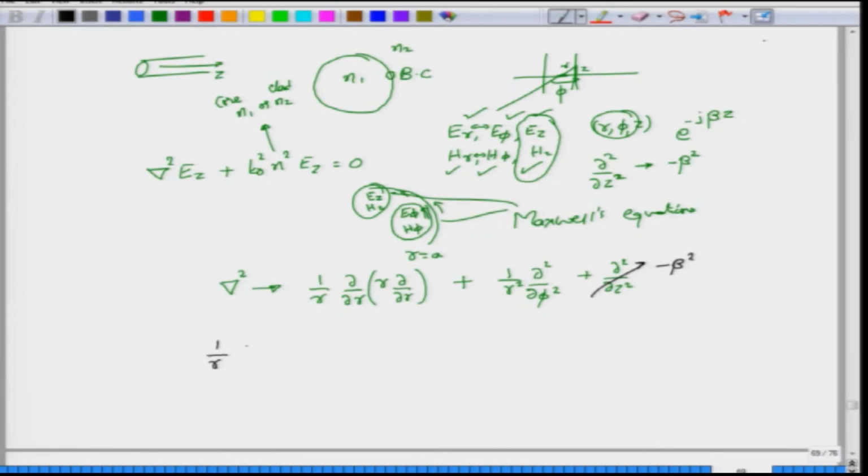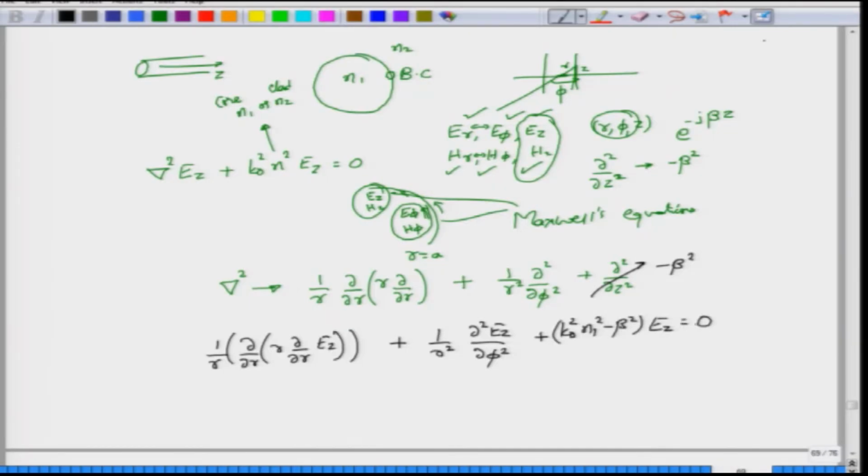You write this as 1 by r del by del r of r del by del r Ez, plus 1 by r square del square Ez by del phi square, plus k0 square n1 square minus beta square times Ez equal to 0. Now, this is a complicated equation. I do not want to solve the equation, but I want to make 2 points. One, if I want propagation inside the core, I better have k0 n1 be greater than beta.